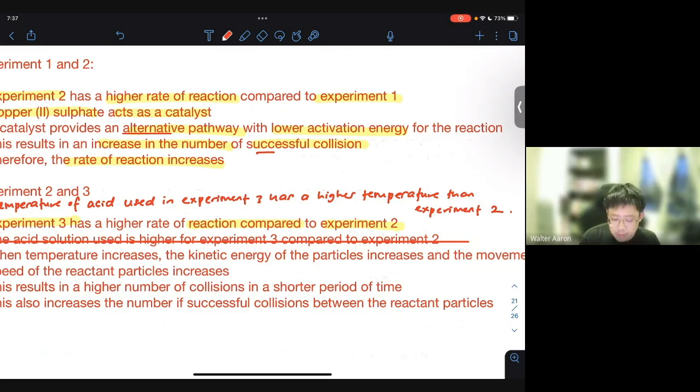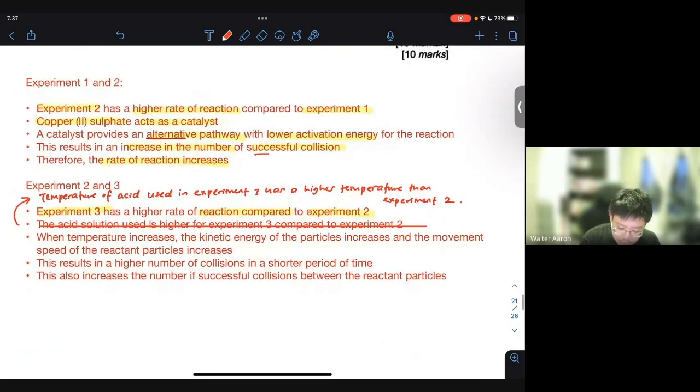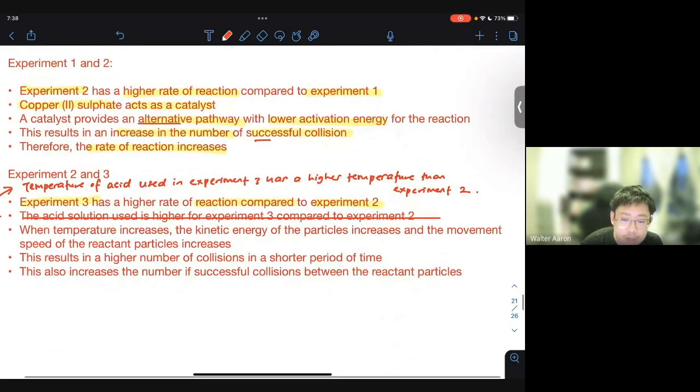There you go. Okay. So after that, you can continue on. So when you say when temperature increases, you already indicate that you are actually using temperature as a factor to increase the rate of reaction. So once you're done with that, you can actually go on to the next point and explain how the temperature can actually affect the rate of reaction through collision theory.